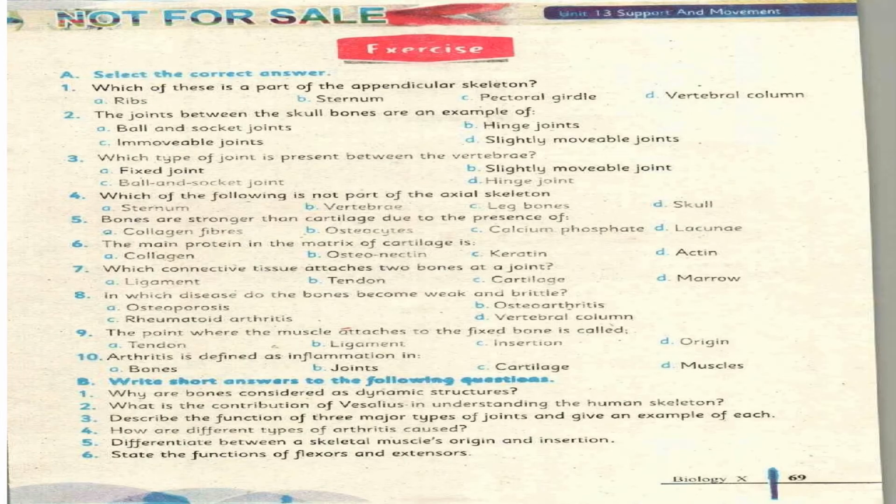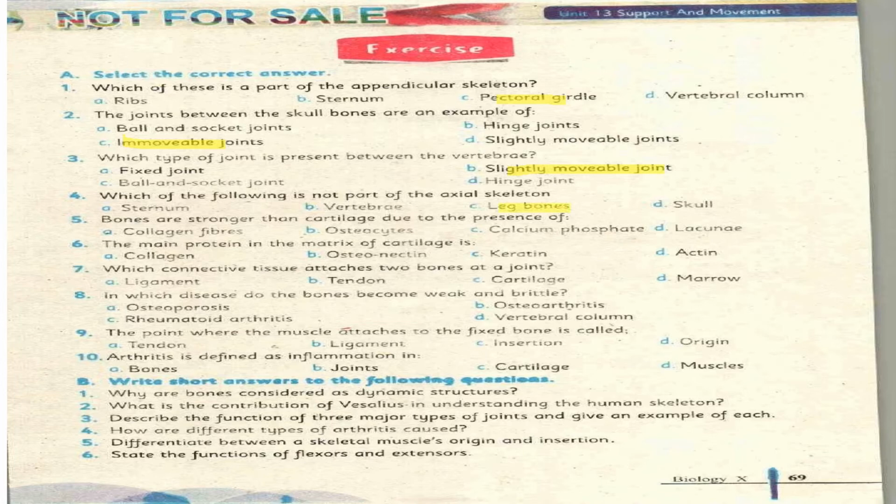Which of these is a part of the appendicular skeleton? Pectoral girdle. The joints between the skull bones are an example of immobile joints. Which type of joint is present between the vertebrae? Slightly movable joint. Which of the following is not part of the axial skeleton?